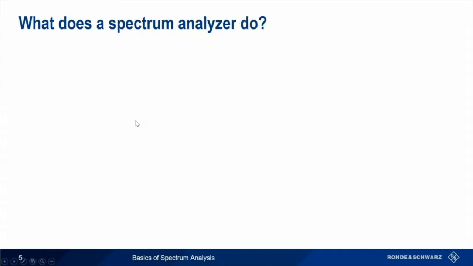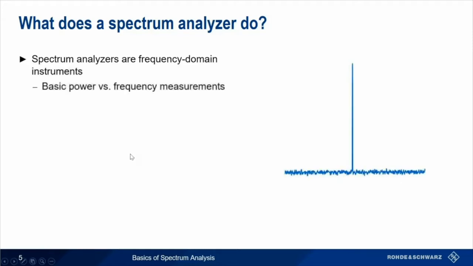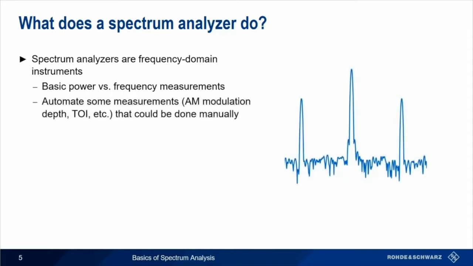Okay, so let's talk a little bit about what a spectrum analyzer does. As I talked about before, spectrum analyzers are really frequency domain instruments, so they're going to show you power versus frequency. This plot of power versus frequency is by far the most fundamental measurement on the spectrum analyzer. Most spectrum analyzers also automate certain measurements, such as AM modulation depth, TOI, etc.